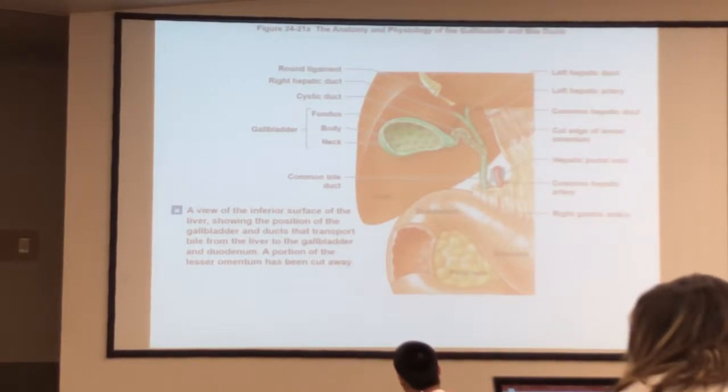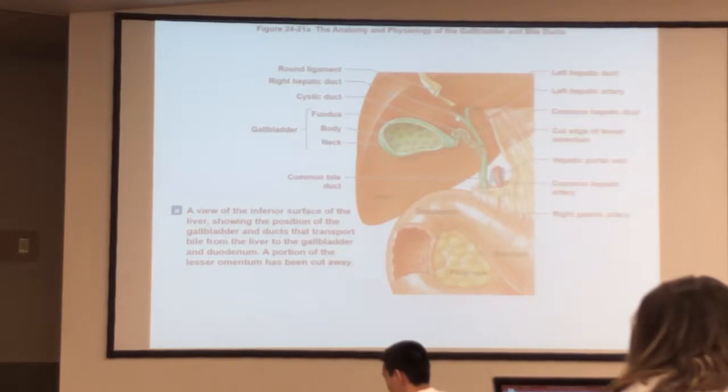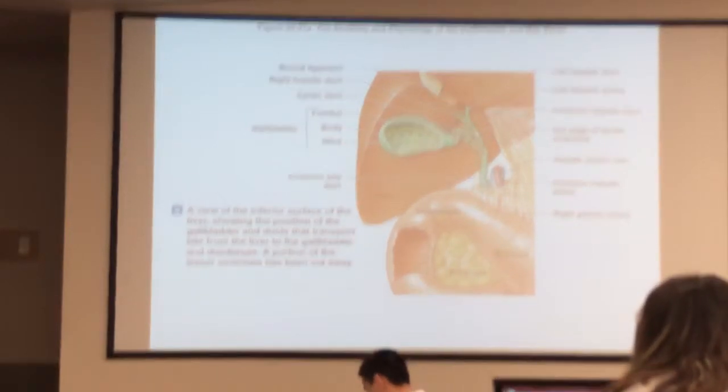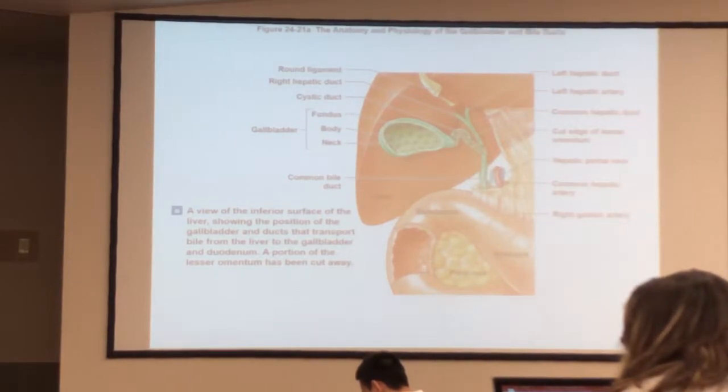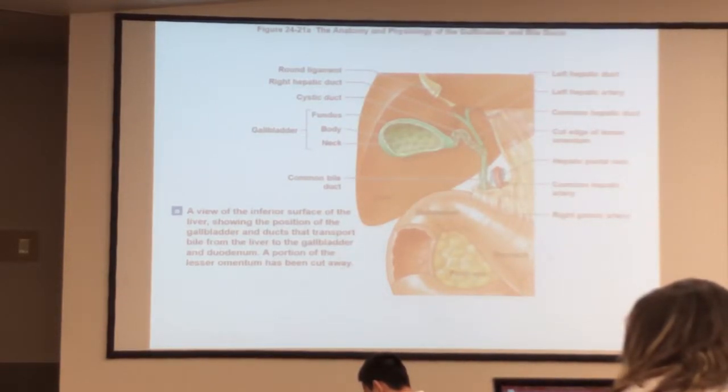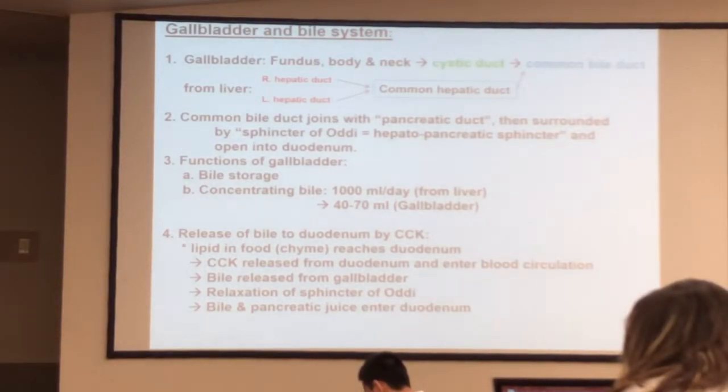Okay, let me repeat again. Number one, right hepatic duct. Number two, left hepatic duct. Number three, common hepatic duct. Number four, cystic duct. Number five, common bile duct. Number six, pancreatic duct. Okay, you can know that all this is fine. It's kind of very difficult for me to draw the line here.